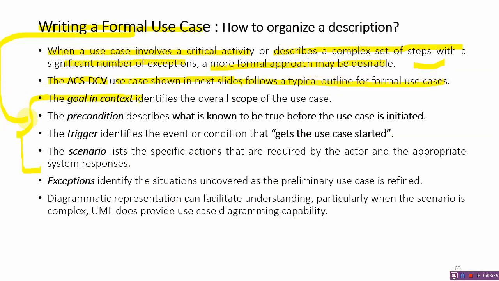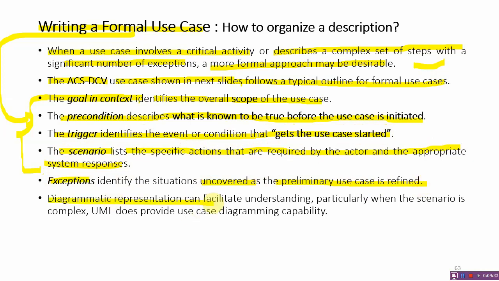So the formal use case contains the goal in context, precondition, trigger, scenario, and exceptions. The goal in context identifies the overall scope of the use case. The precondition describes what is known to be true before the use case is initiated. The trigger identifies the event or condition that gets the use case started, and the scenario lists the specific actions that are required by the actor and appropriate system responses. Exceptions identify the situations uncovered as the preliminary use case is refined.